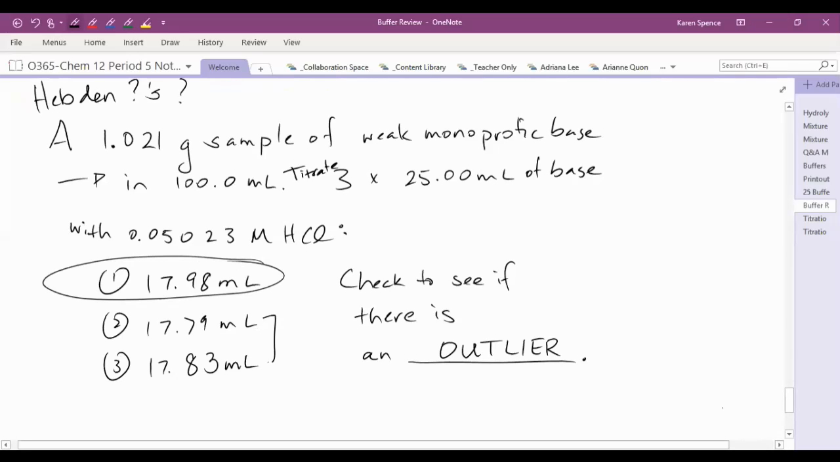These are only 0.05 milliliters apart. Okay, but that other one is like more than 0.1 milliliters apart. Actually, that's only 0.04. Huh. There we go. Okay, so when we do our calculations, we are going to ignore this data point.